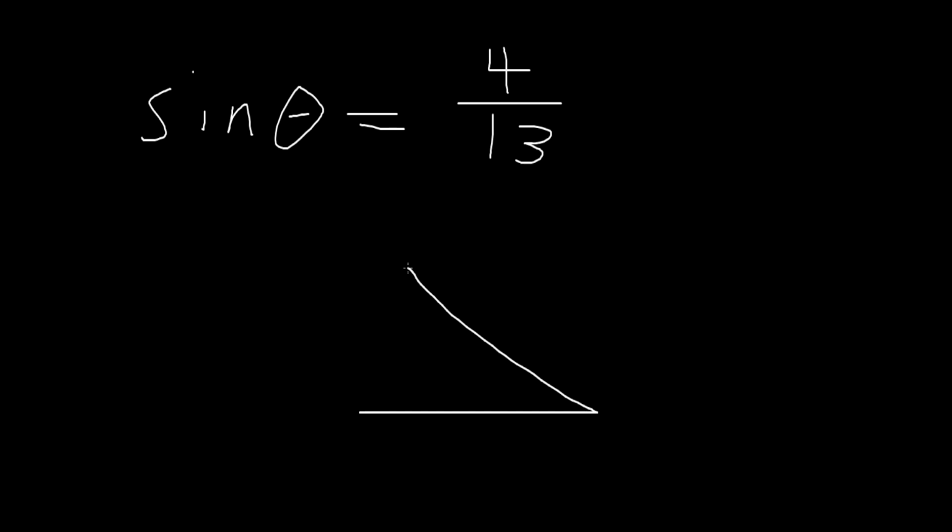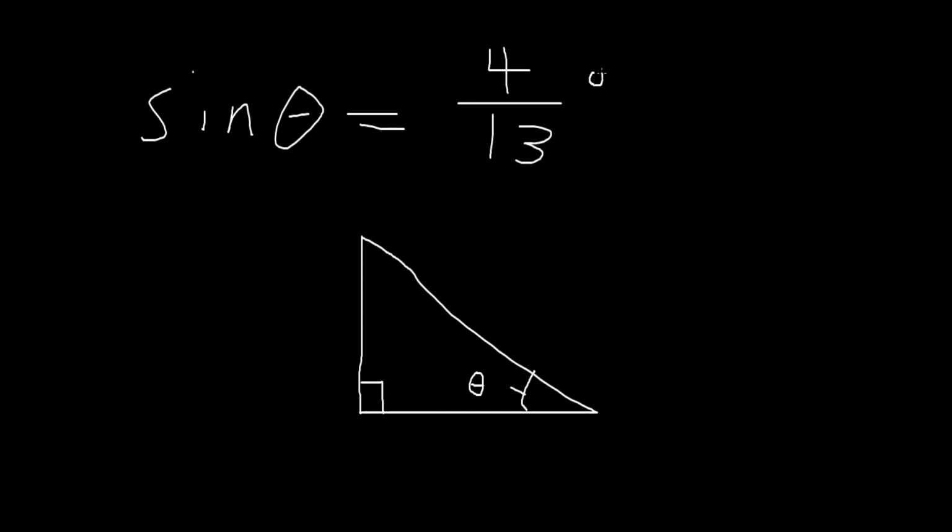So let's say we got sine of theta, and that's equal to, let's say, 4 over 13. And you stop and you go, wait, 4 and 13? I haven't seen those numbers on a sine and cosine yet. What the heck am I supposed to do with that? Well, what we're going to do is draw our right triangle, and decide which side is theta. So let's assume this side is theta.